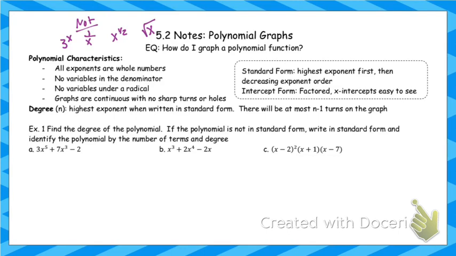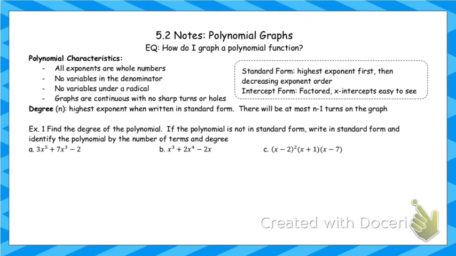Now, you can have radicals, you just can't have the variable under a radical. So the square root of 7 times x cubed minus 3x squared plus 1/4, that's okay. That is a polynomial because it's about the variables. But if you have a variable that fits one of those characteristics, then it may not necessarily be a polynomial.